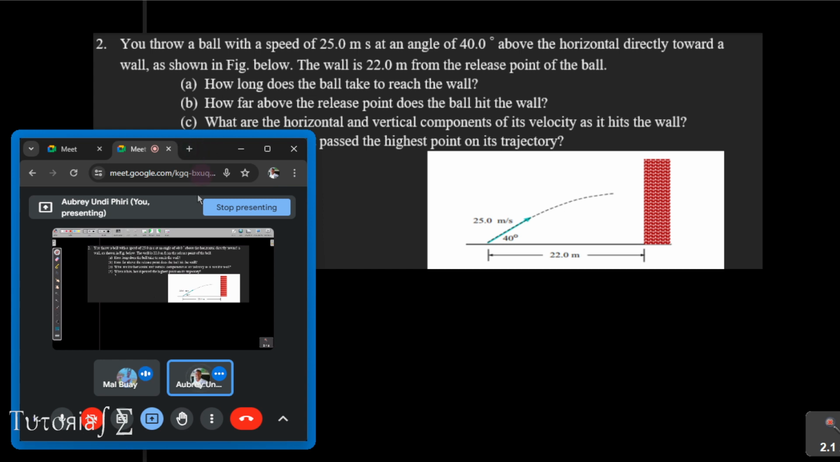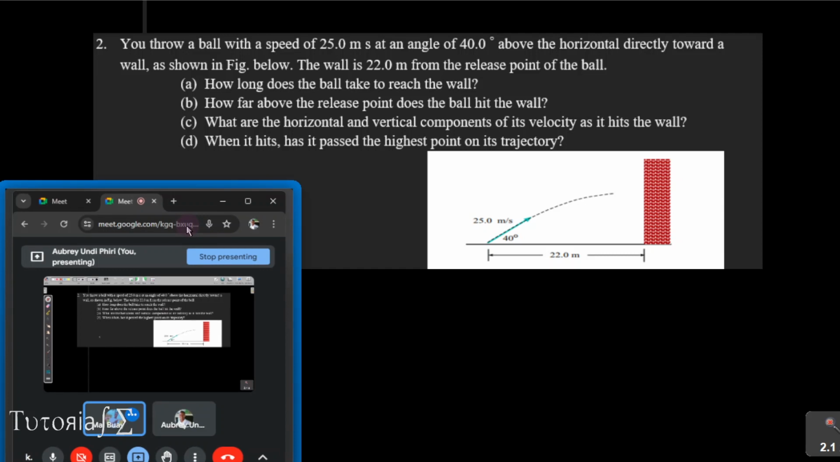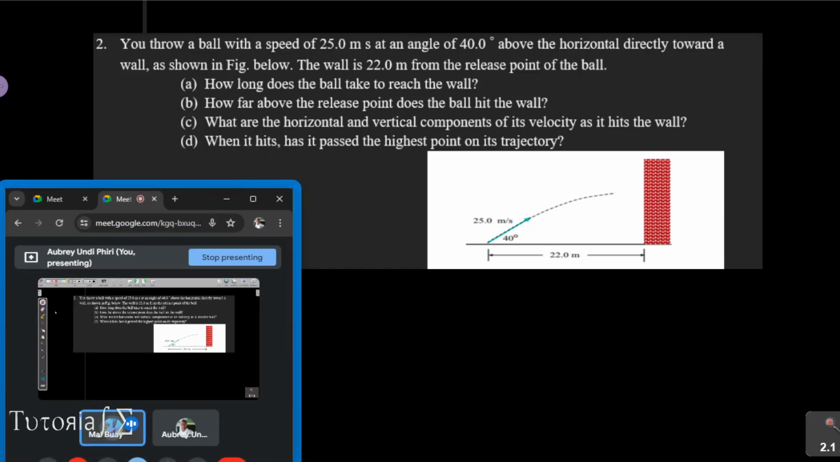The question goes: you throw a ball with a speed of 45 meters per second at an angle of 40 degrees above the horizontal, directly toward a wall, as shown in the figure below. The wall is 22 meters from the release point. So, part A, how long does the ball take to reach the wall?